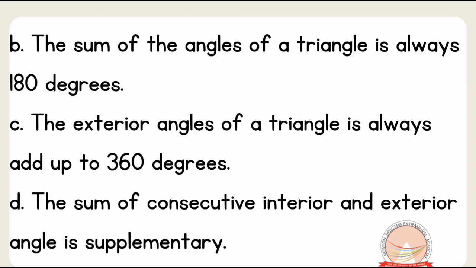The second property of a triangle says that the sum of the angles of a triangle is always equal to 180 degrees. And the third property says the exterior angles of a triangle always add up to 360 degrees. The fourth property says that the sum of consecutive interior and exterior angles is supplementary.